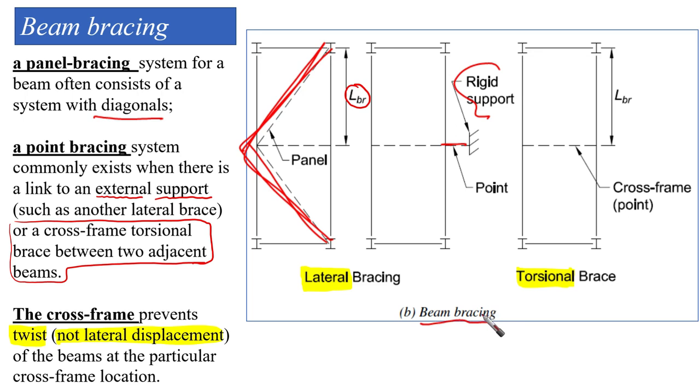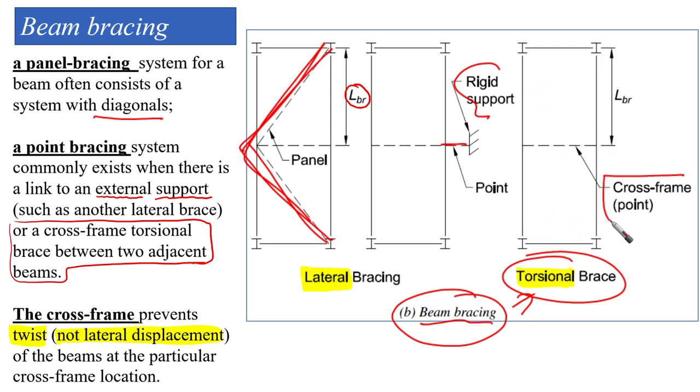There is another part which is important for beams, and it hasn't been mentioned for columns, which we call the torsional brace. For the torsional brace, we are going to provide something in the middle that is connecting the two beams, for example. We call this a cross frame, point, cross frame. So we're going to find it, for example, maybe something like this. This type of cross frame prevents torsion of the cross section of the beam.